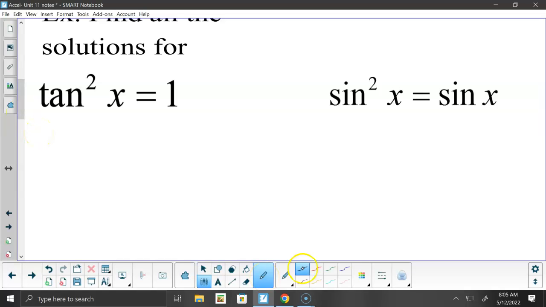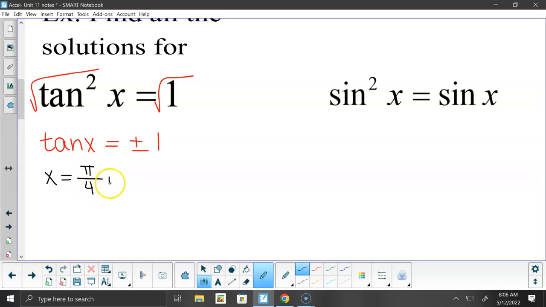So, we ended up square rooting both sides for the tangent squared, and we're left with tangent of x equals positive and negative 1. Right? So, close. What we're going to do is we're going to say, okay, our solutions from yesterday were pi over 4, 3 pi over 4, 5 pi over 4, and 7 pi over 4.